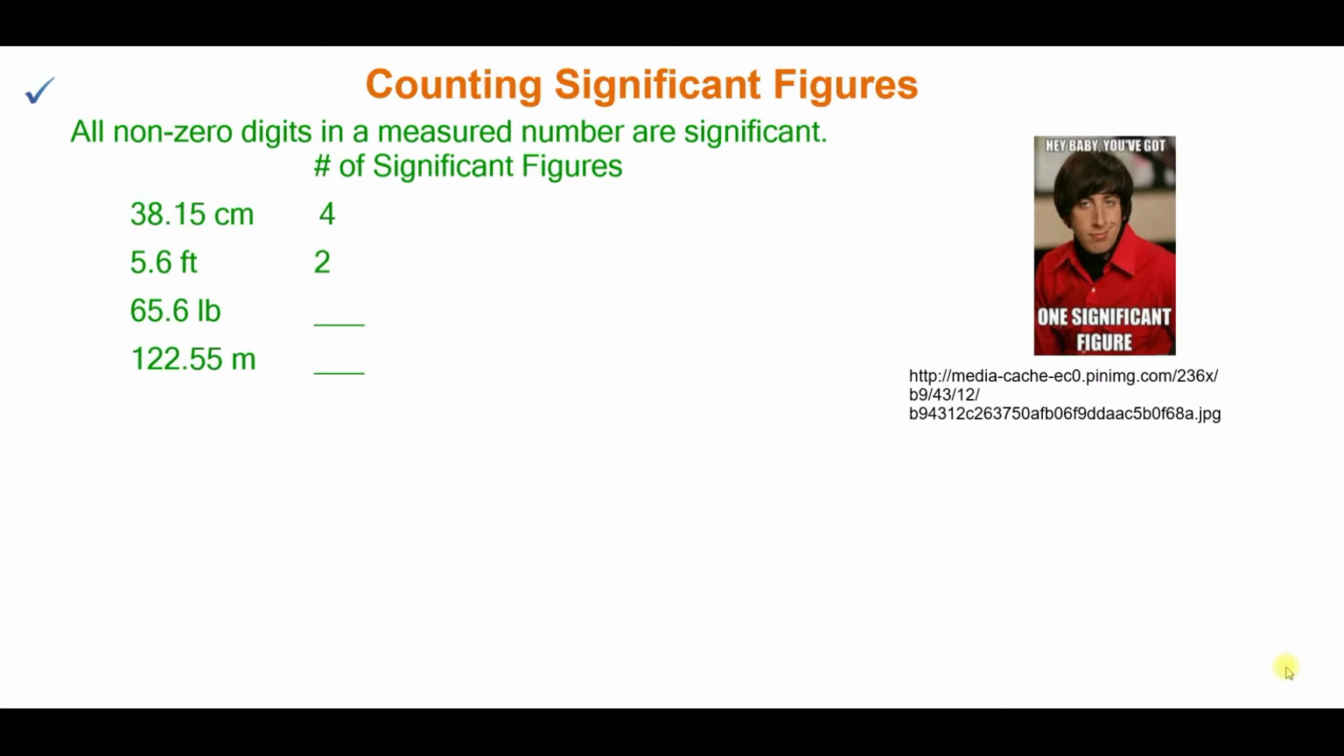The first rule is any non-zero digit, so a number that is not a zero, is significant. We have 1, 2, 3, 4, so we have 4 significant figures. Here we have 2. 65.6 has 3. And 122.55 has 5 significant figures.